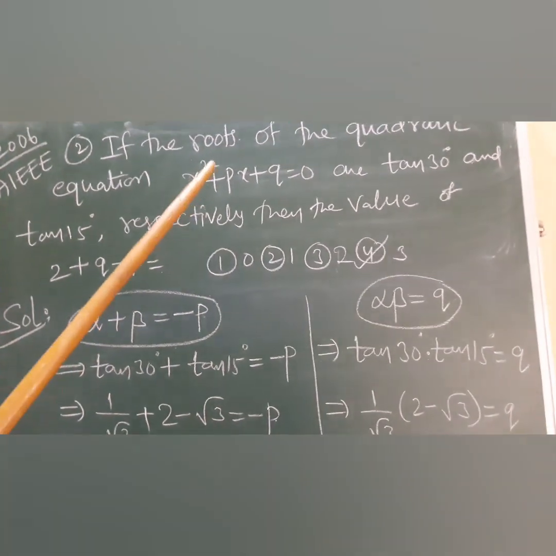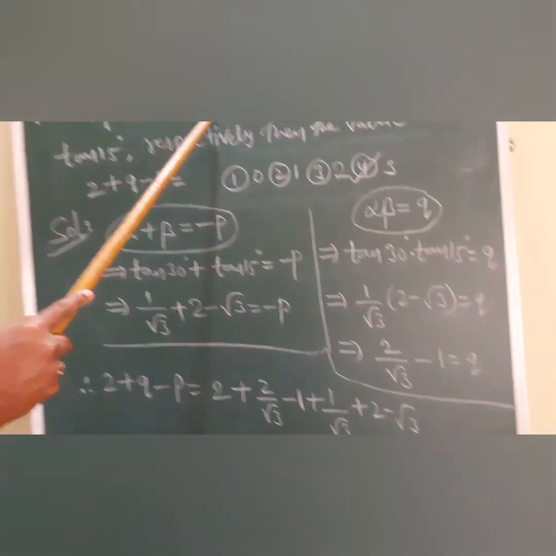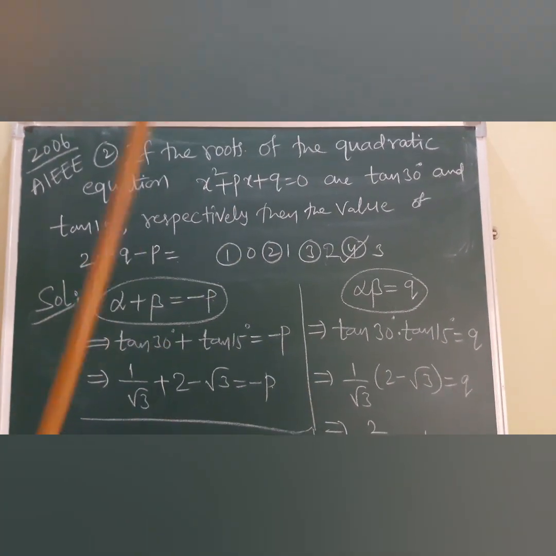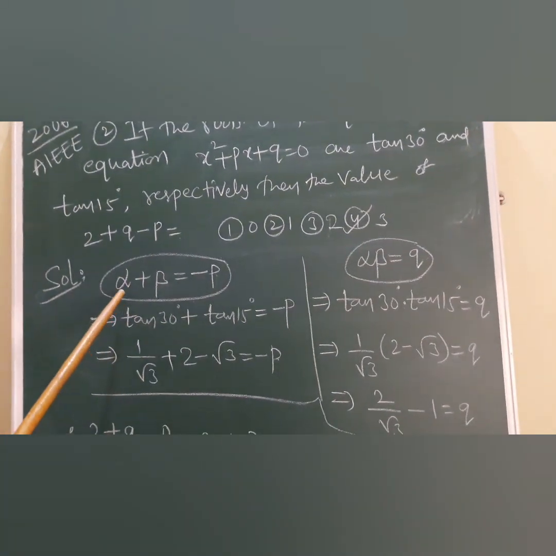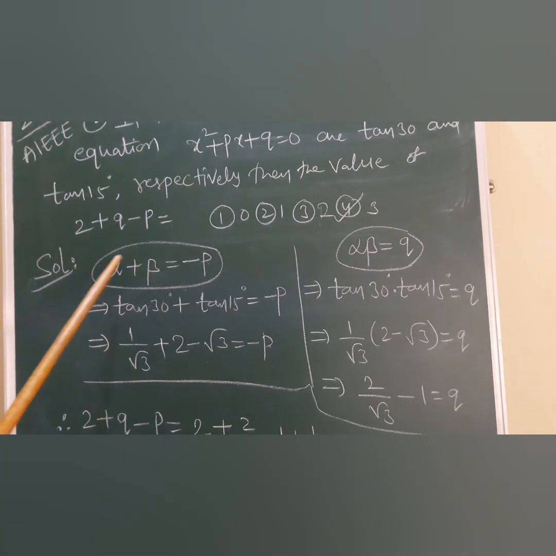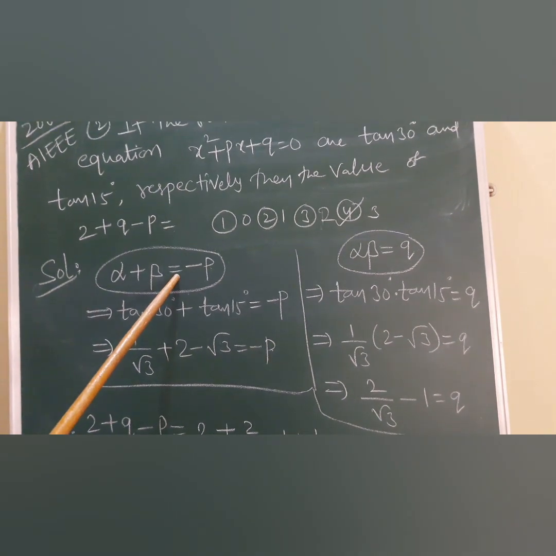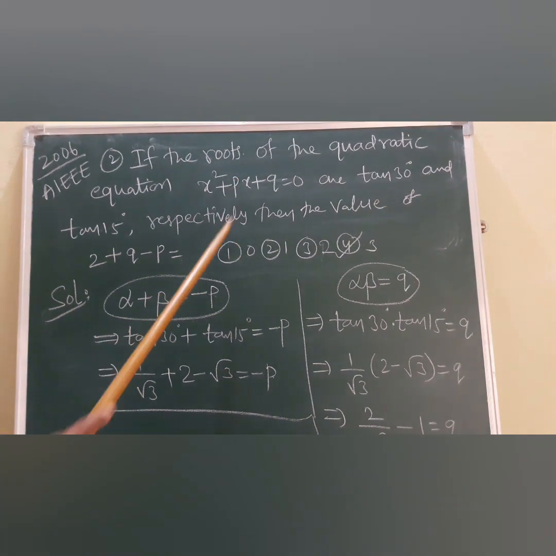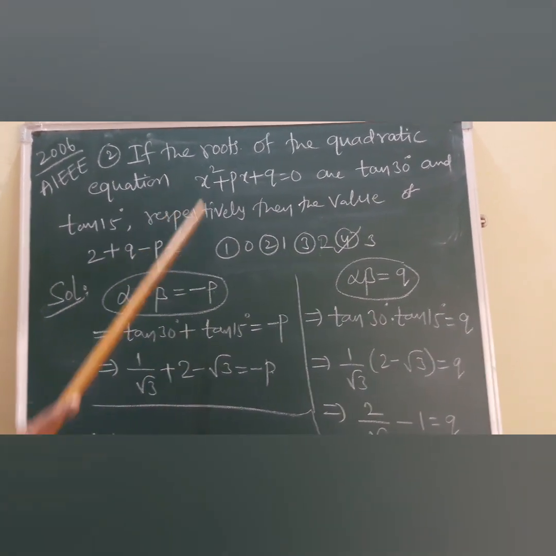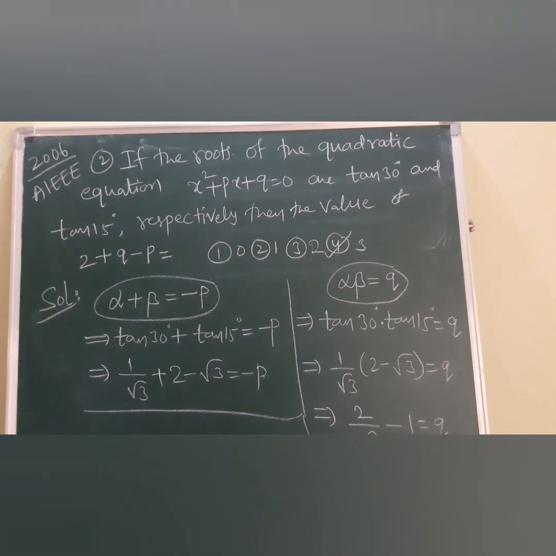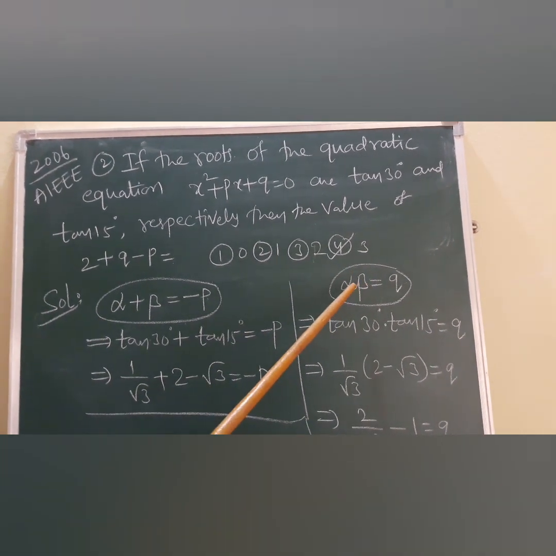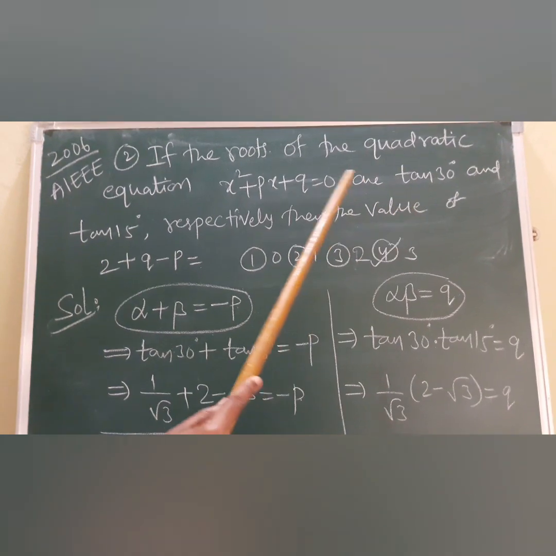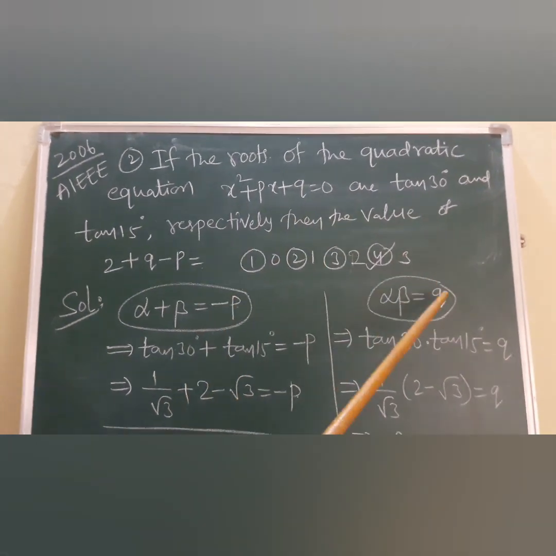Now, from the given equation x square plus px plus q is equal to 0, the sum of the roots alpha plus beta is equal to minus b by a by the formula. So that minus b by a means minus p. Product of the roots alpha beta is equal to c by a, that is q by 1 is equal to q.